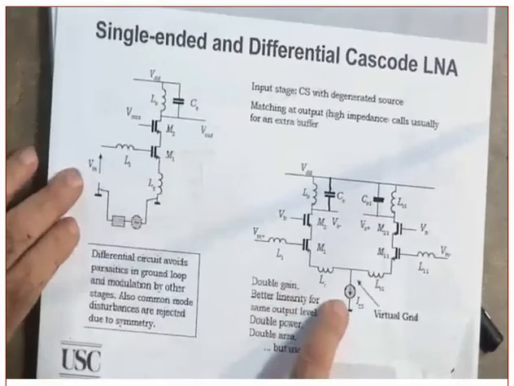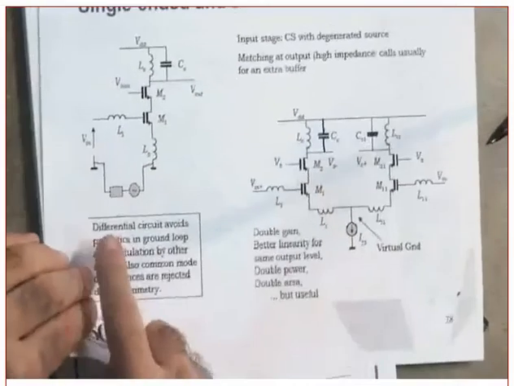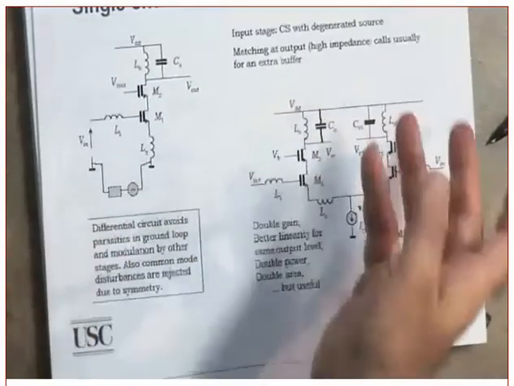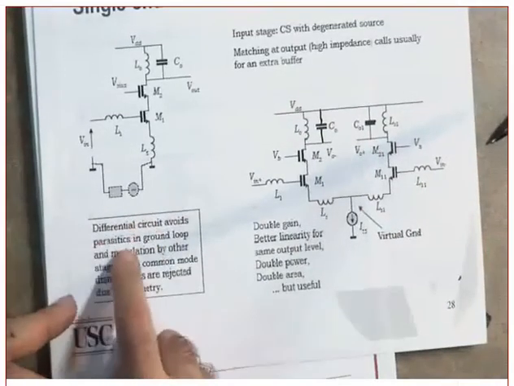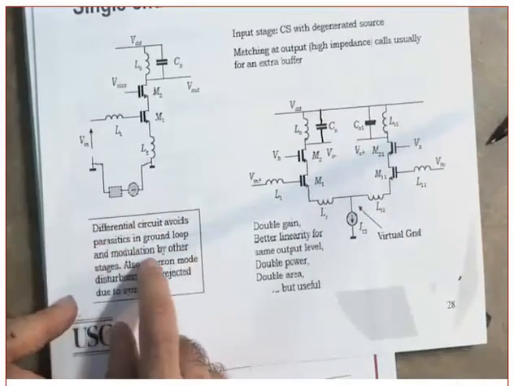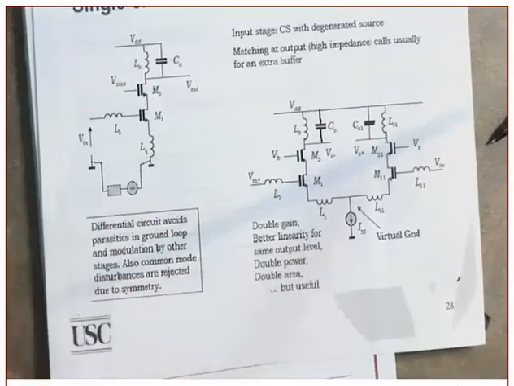But if you use this, it doesn't matter. Do you agree with me or not? If you use this one, it doesn't matter. Why? Because these are common mode signals. They will be cancelled by this differential pair. So the differential circuits avoid the parasitics in the ground loop and modulation by other stages. Also, common mode disturbances are rejected due to symmetry and so on.